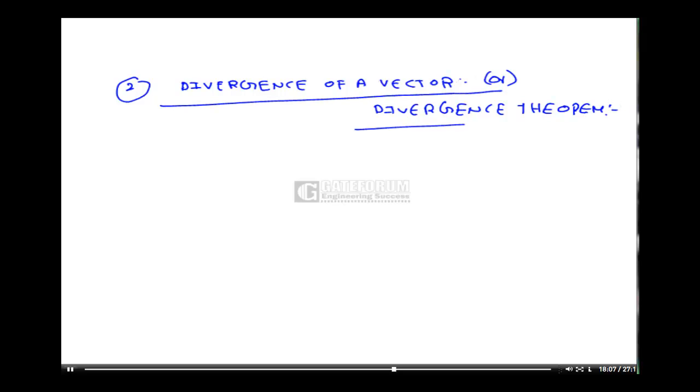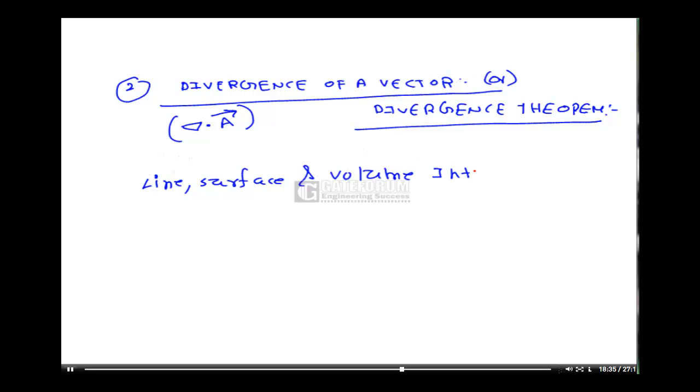So for the line integral, suppose I am considering a coordinate system x, y, z. A vector field exists in free space, in the entire space. Suppose the vector field is A bar. Some field exists. Field is nothing but distribution of the quantity.